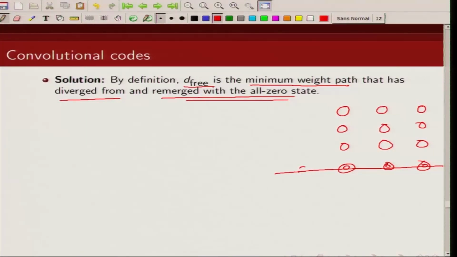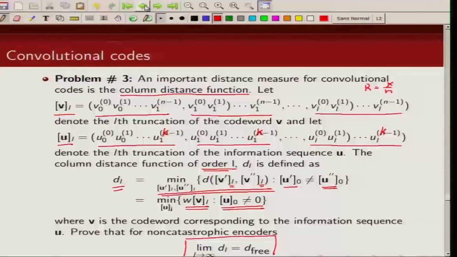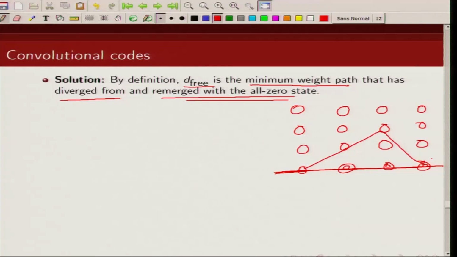Let us say you have some diversion from the all 0 state and then you come back. What is your column distance function? It is the minimum weight of your code word belonging to a non-zero information sequence. And what are the paths through the trellis diagram? These are all our valid code words. So, we need to find a path through the trellis which has minimum weight, and that would be our free distance. So, the free distance is the minimum weight path that has diverged from the all 0 state and merged back.